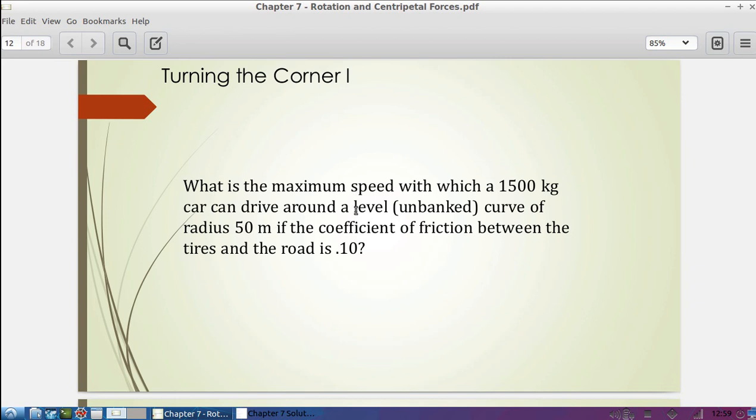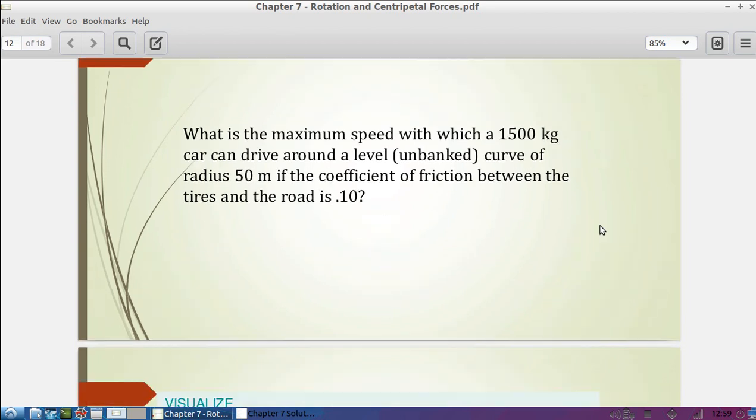Sometimes it'll be referred to as level or unbanked. So if you see the word unbanked or level or flat, you'll know it's a flat curve. All right. So what happens is we've got a 1,500 kilogram car driving around a flat curve. Now the radius of that curve is 50 meters. Now the coefficient of friction between the rubber of the tires and the road is 0.1.